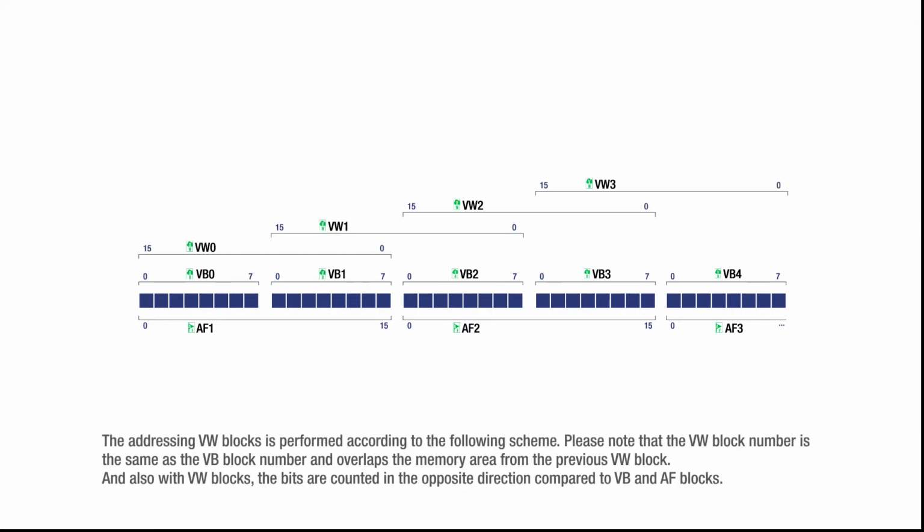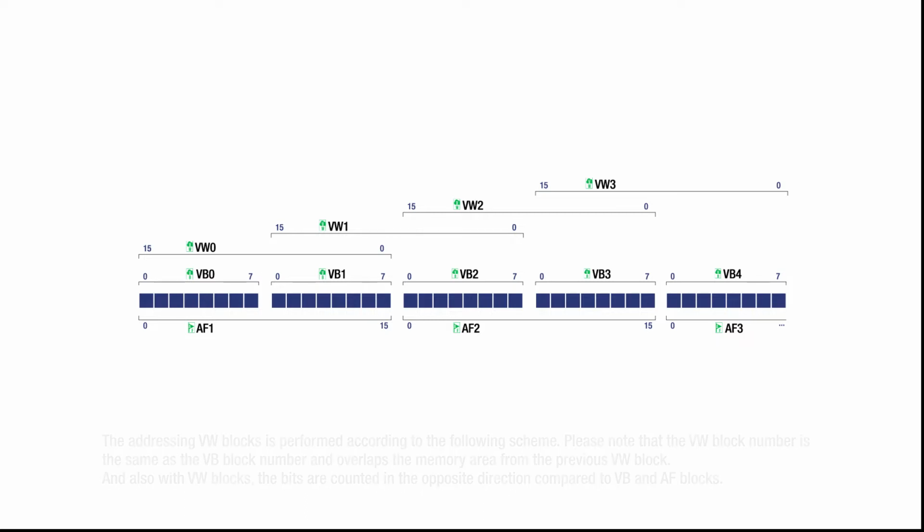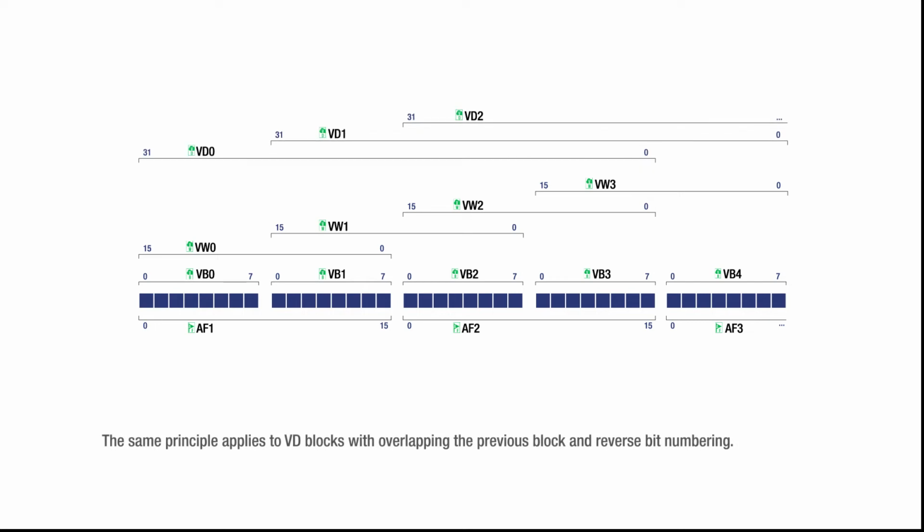The addressing of VW blocks is performed according to the following scheme. Please note that the VW block number is the same as the VB block number and overlaps the memory area from the previous VW block. And also with VW blocks, the bits are counted in the opposite direction compared to the AF blocks. The same principle applies to VD blocks with overlapping the previous block and reverse bit numbering.